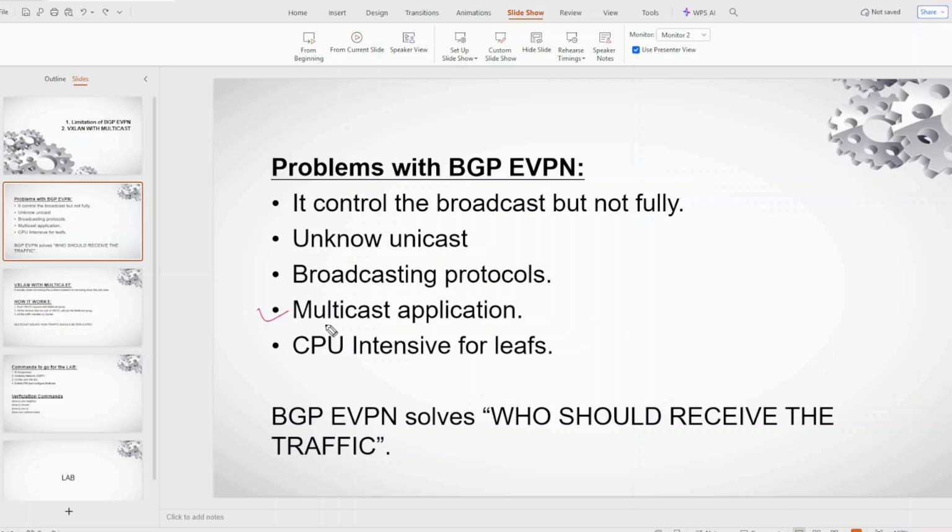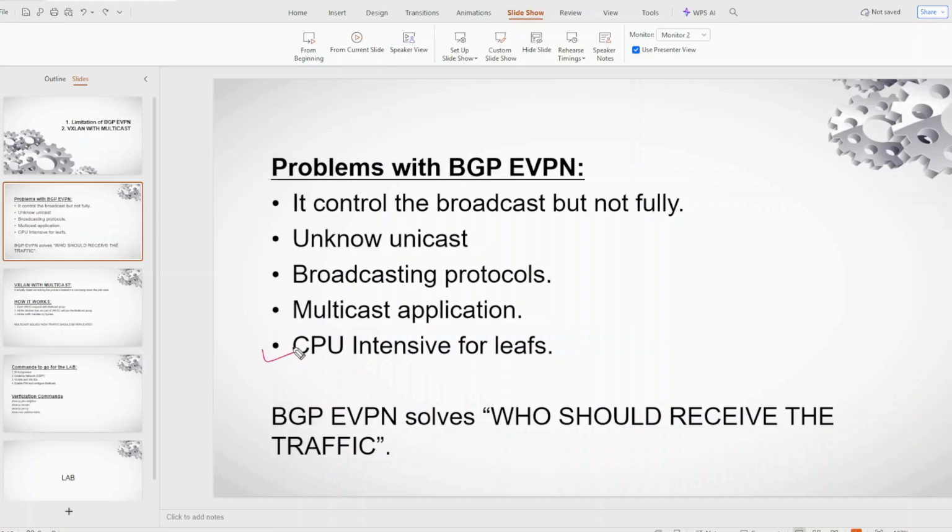Third one is multicast applications. Some applications intentionally use multicast traffic. EVPN does not convert that multicast traffic into unicast automatically. So this traffic still needs to be distributed to multiple leaf switches, which again is a case of flooding.